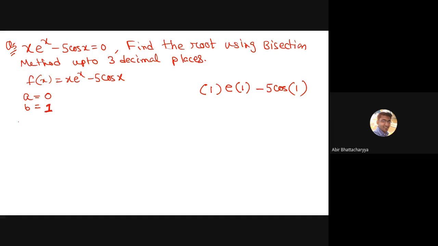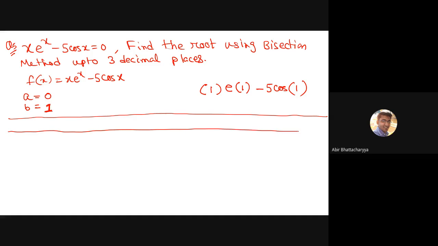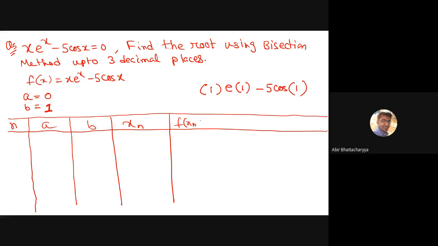So now your task is to construct the table. Quick, construction is required. We have only 5 minutes left. The columns are n, a, b, xn, f of xn, and update.